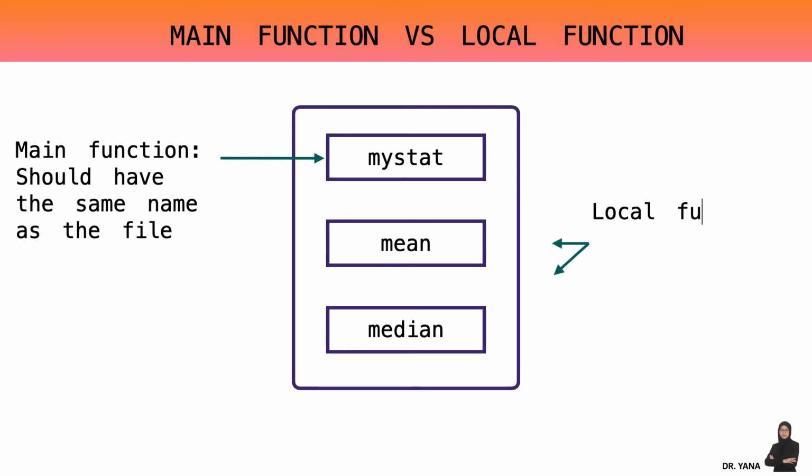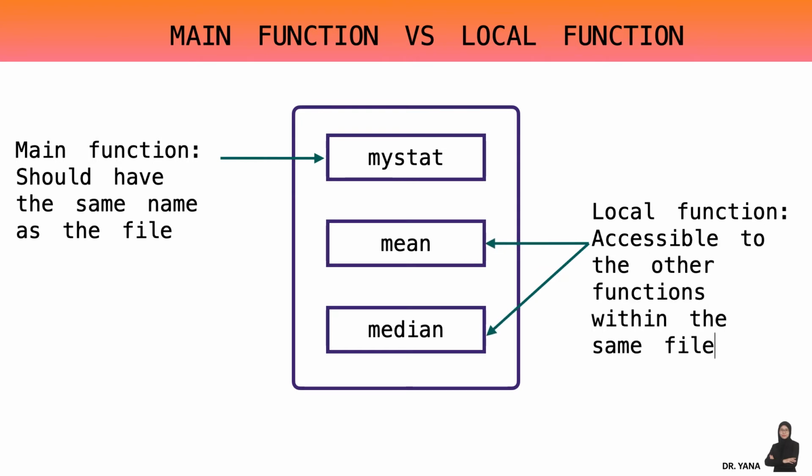The other two are the local functions. And these local functions can only be accessed by the other functions within the same file. So if you want to call from another file or from the command window, you are going to call MyStat. You can't call the mean or median function because the mean and median functions are local functions. You can't access them in the command window.